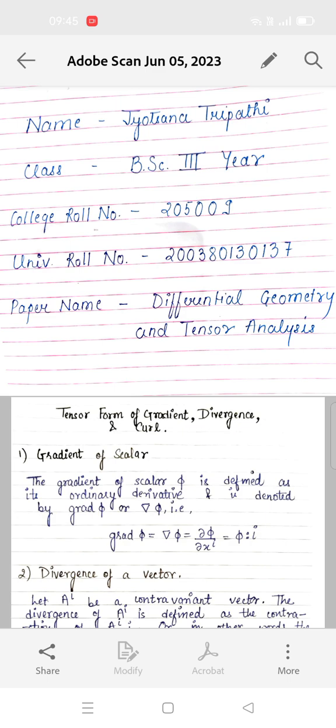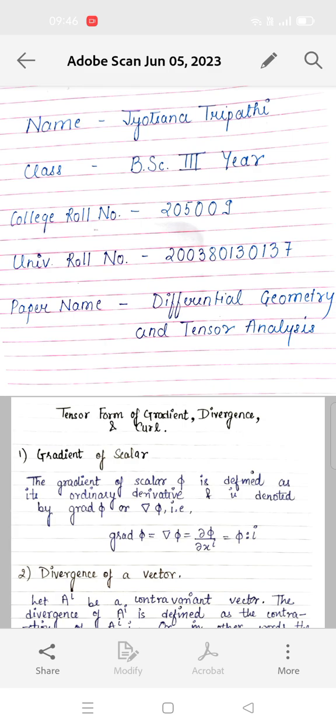My name is Jyotsna Tripathi from BSc third year, and I'm here to present on the topic tensor form of gradient, divergence, and curl, which is a topic from differential geometry and tensor analysis paper.